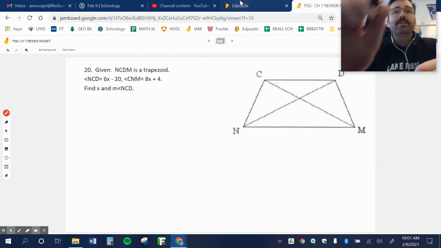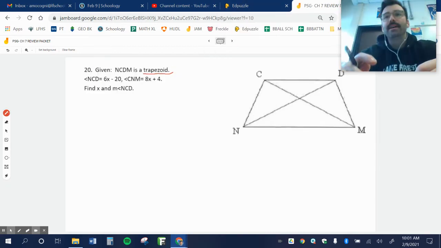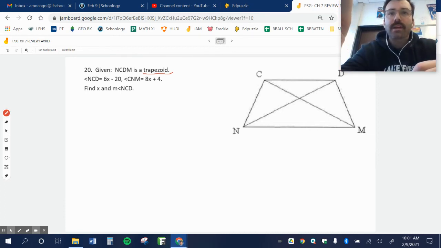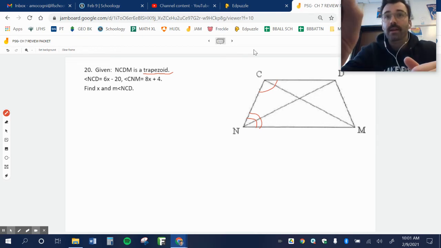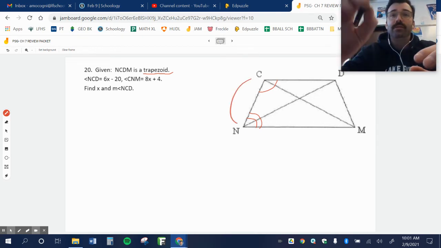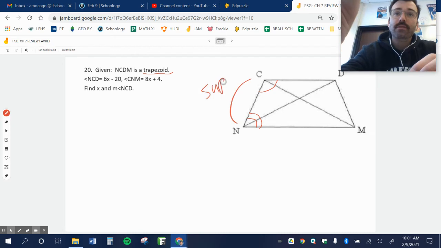So I'm given that this is just a trapezoid. It looks like an isosceles trapezoid, but it's not an isosceles trapezoid. I have an expression for angle NCD and angle CNM. So these two angles are not congruent, but they are consecutive angles. So these two angles are going to be supplementary.